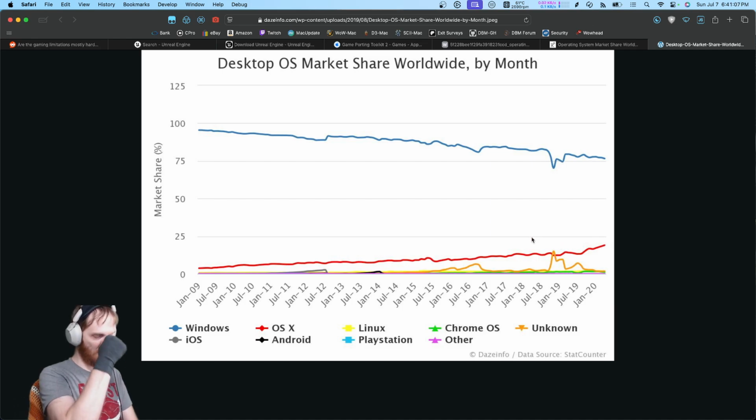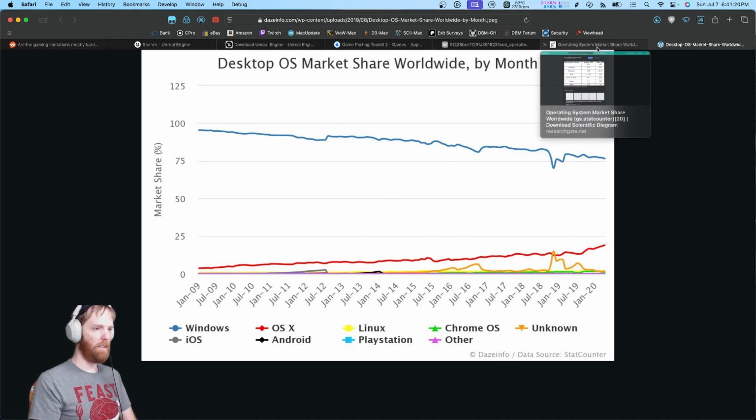Because Macs are actually turning things around, especially with Apple Silicon. I wish I had a current graph, because I think the latest reports are that Mac is actually over 10% now of desktop due to Apple Silicon.